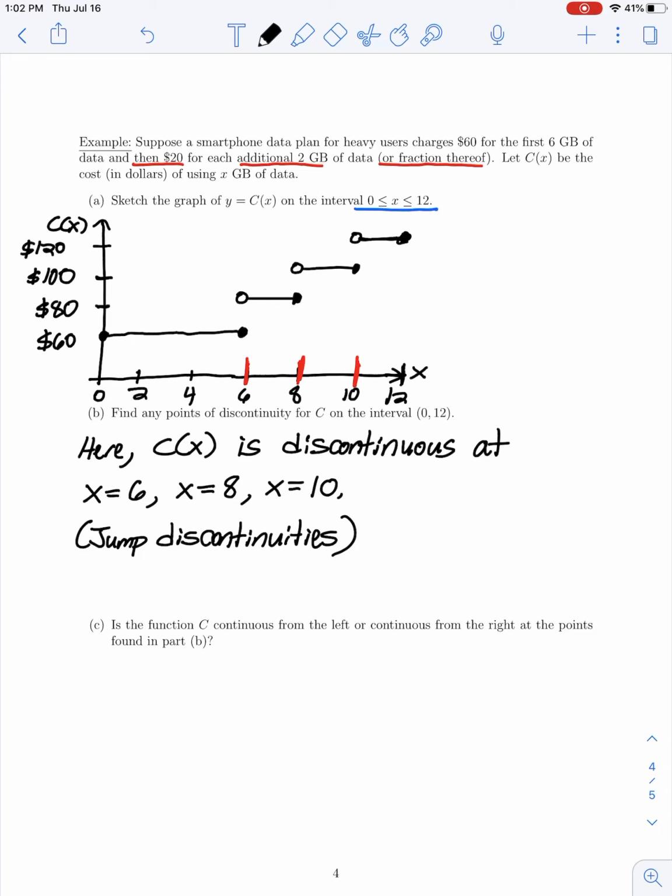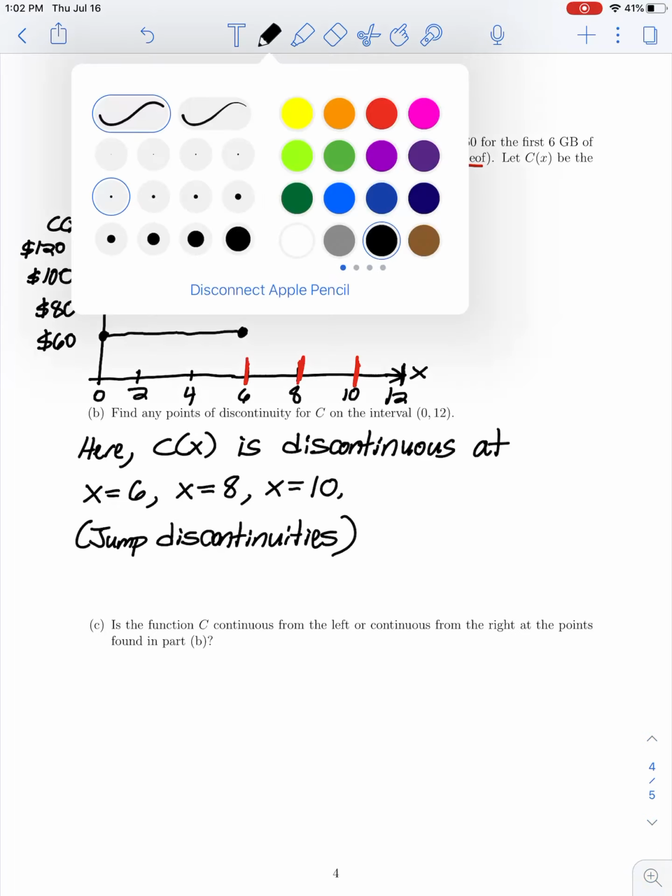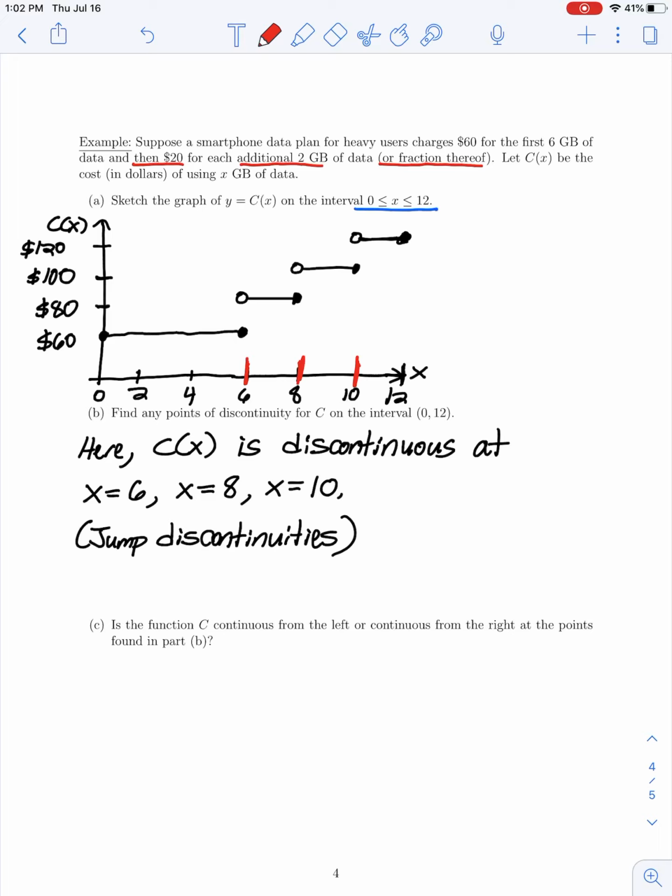And then in part C of this problem, we're asked, is this function c, representing cost, continuous from the left or continuous from the right at the points of discontinuity that we found in part B? So that is at 6, 8, and 10, do we have continuity from the left or the right? So looking at our graph, we see that at 6, 8, or 10 gigabytes, the cost is defined as $60, $80, or $100.